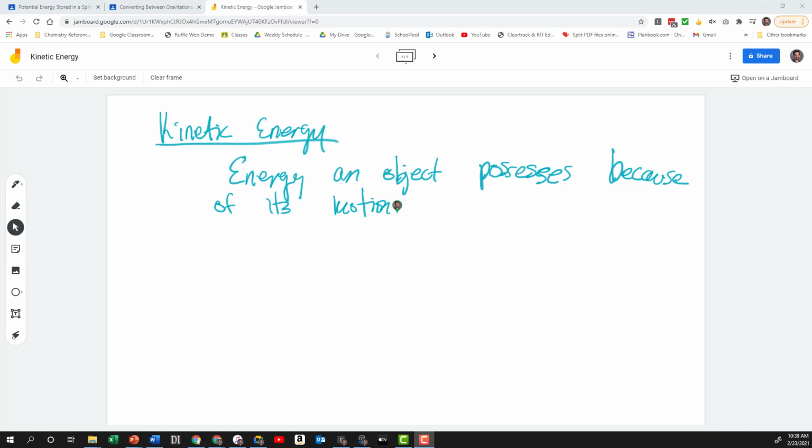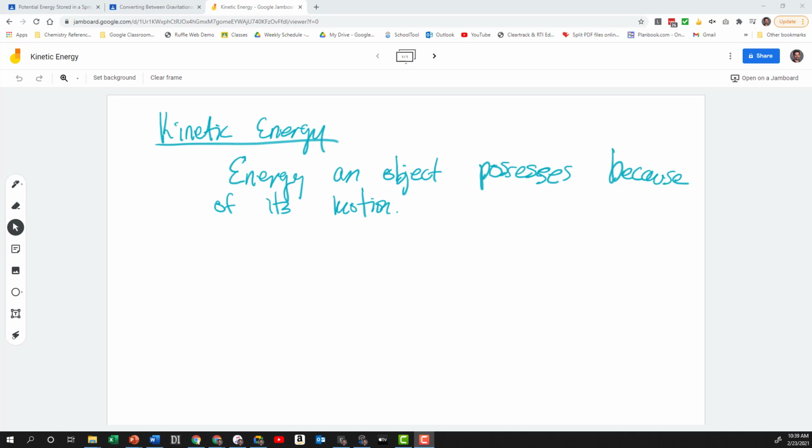Now, in order for an object to have kinetic energy, work has to be done on it. Remember, energy is the ability to do work. So if something has kinetic energy, it has the ability to do some work, all right? And the reverse is true. If you do a certain amount of work on an object, that object will now have kinetic energy. You're going to speed it up.